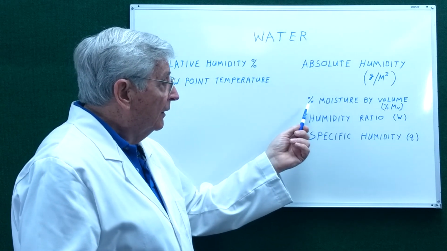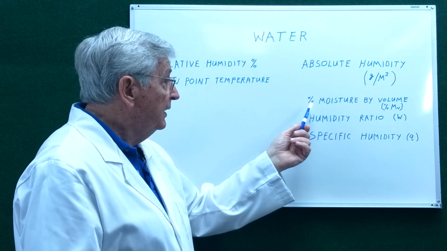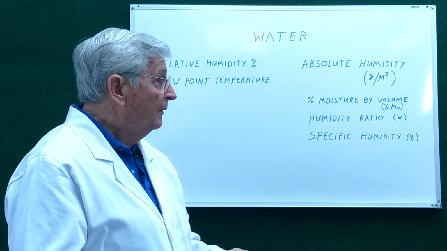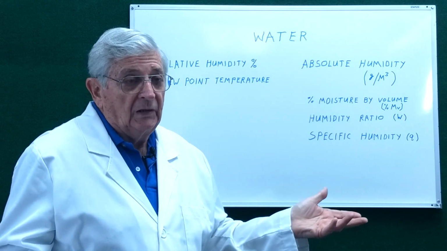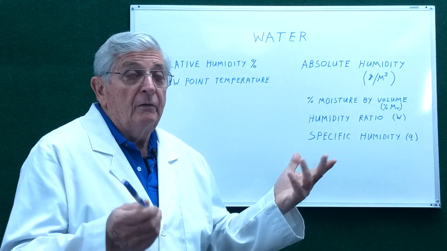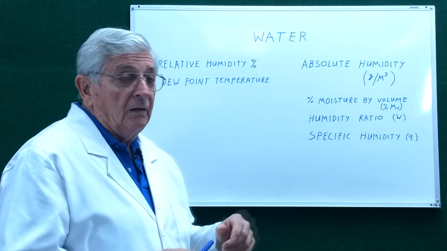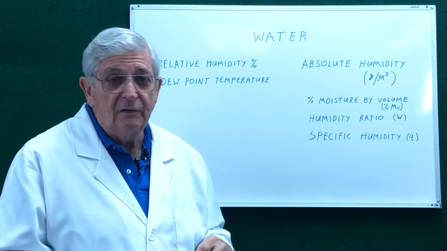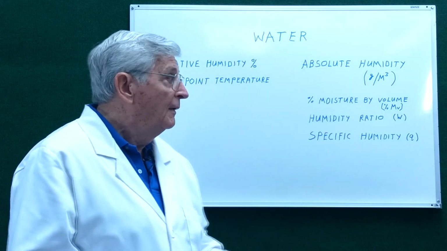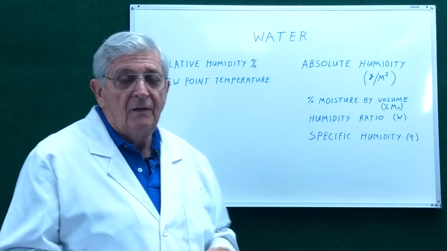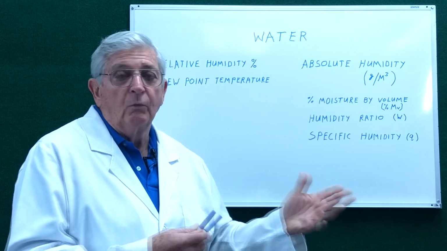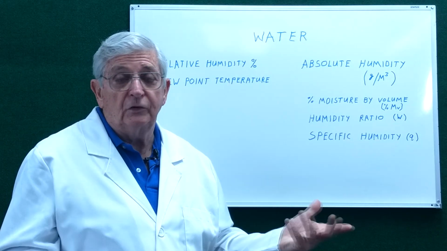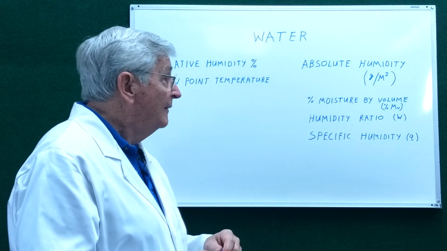The most intuitive to me is the percent moisture by volume scale. And just like we often talk about air being 70 or 80% nitrogen and 20% oxygen, well, there's always around 1% of moisture in our air mixtures at normal room conditions.